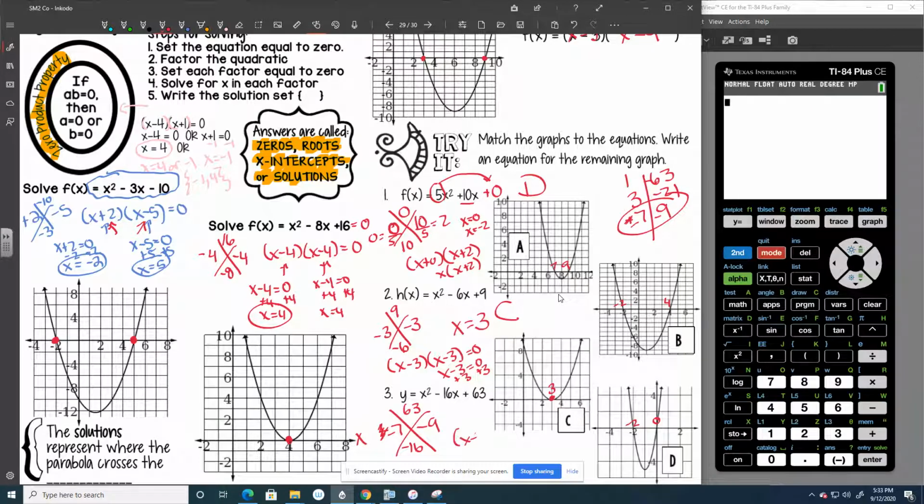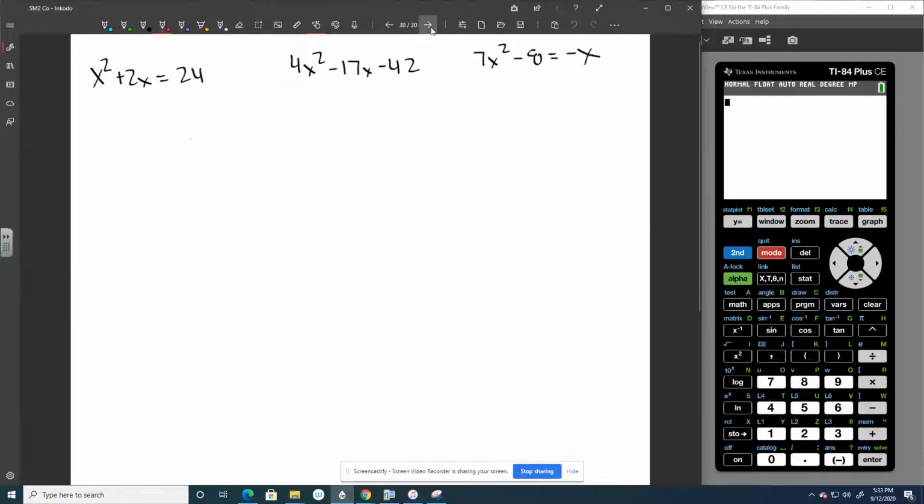So I get x minus 7 and x minus 9. And for those of you that are starting to see the shortcut, if x minus 7 is in my parentheses, then x is 7. And if x minus 9 is in the parentheses, a solution is x equals 9. So I'm looking for A. I'm looking for where they cross at 7 and 9. Okay, let's do a couple more examples.